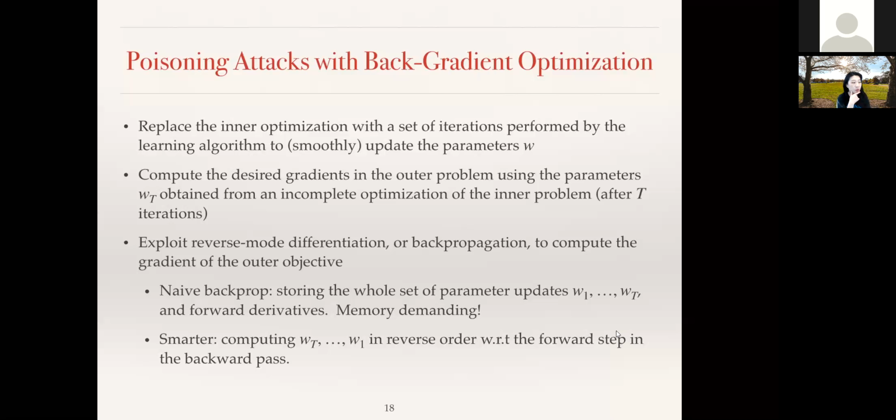Indeed, this back-gradient optimization technique was not first introduced by this paper. It was introduced, I think, by a few other papers, if you read the paper earlier. Any other thoughts? Anyone working on meta learning who wants to comment on this?